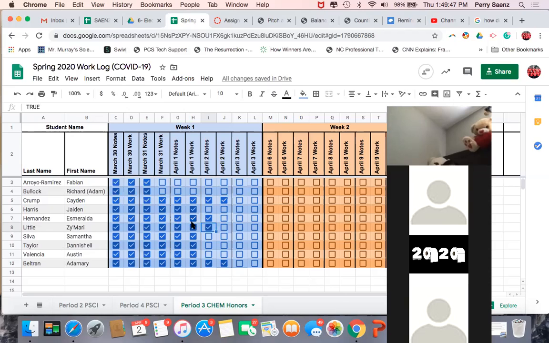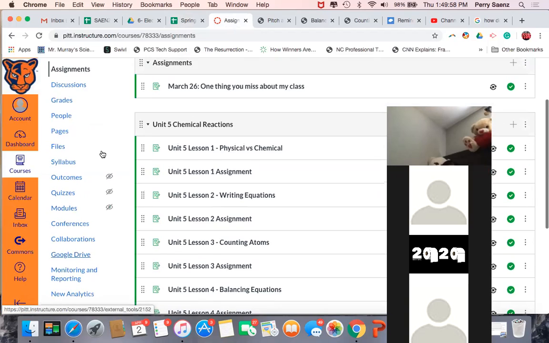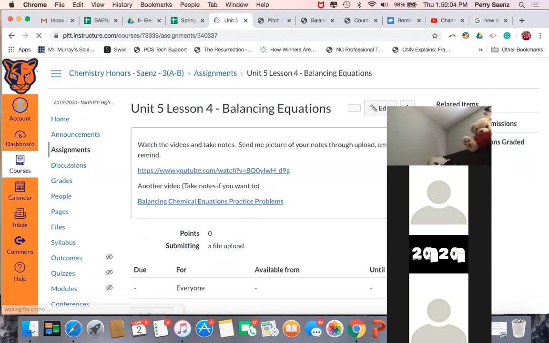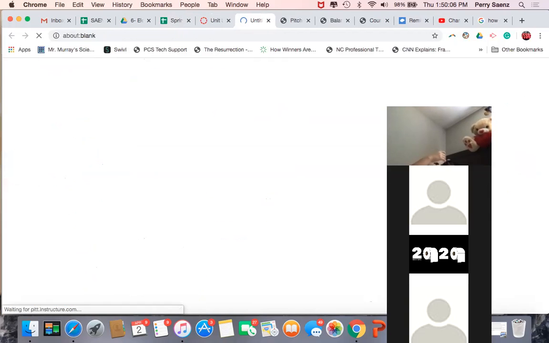Now, when Nisi sends me something through Remind, I have to then reply to the Remind. Then I have to come over here. I have to check you off here. And then I have to go over here, for example, to balancing equations. And then in the balancing equations part, I have to go to SpeedGrader. And then I have to go over and, man, the internet's slow.